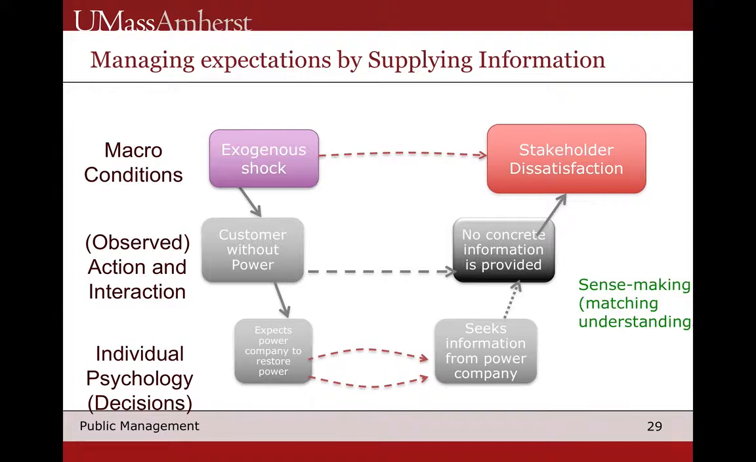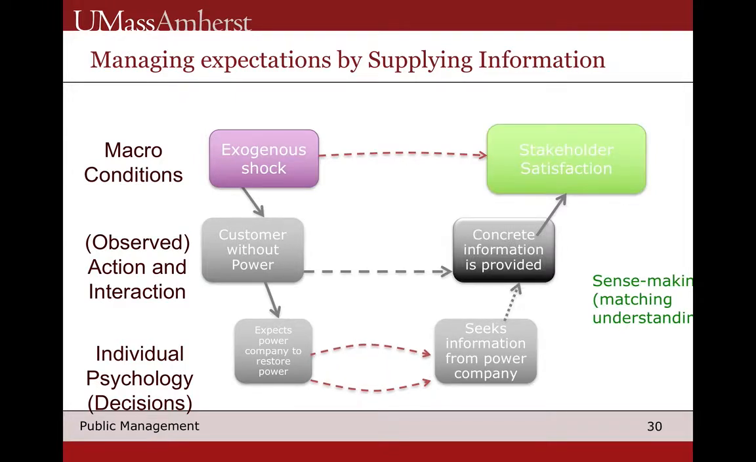Now, this is a little mechanism that is useful to think about, which is that in essence, from the customer's point of view, so we're going to think about the customer psychology, they understand that there was an exogenous shock, but they expect the power company to restore their power. And if they don't get concrete information about when their power is going to come back on, in essence, the stakeholder gets dissatisfied. So what they see is that they don't have power. It's the power company's job to provide it. They aren't getting that information. They're going to be dissatisfied.